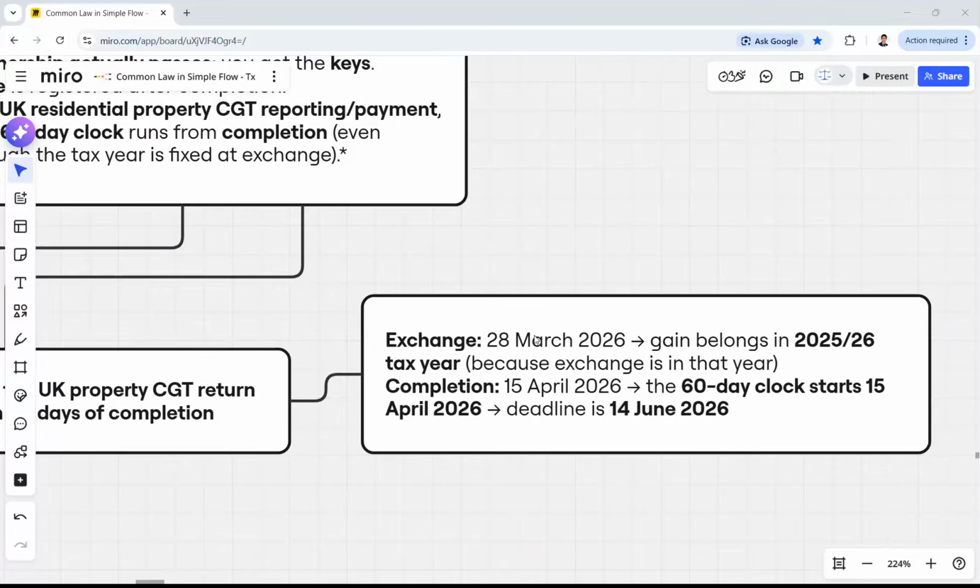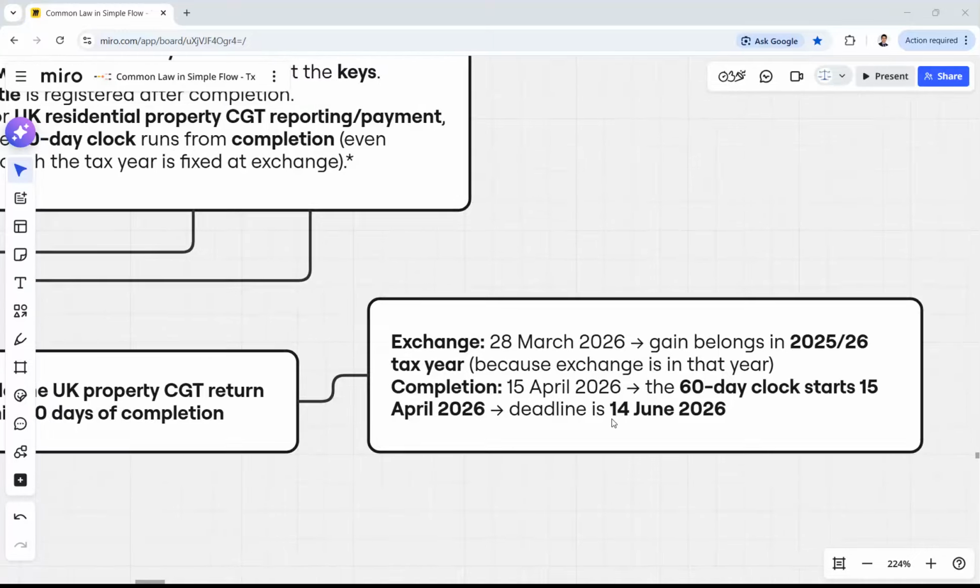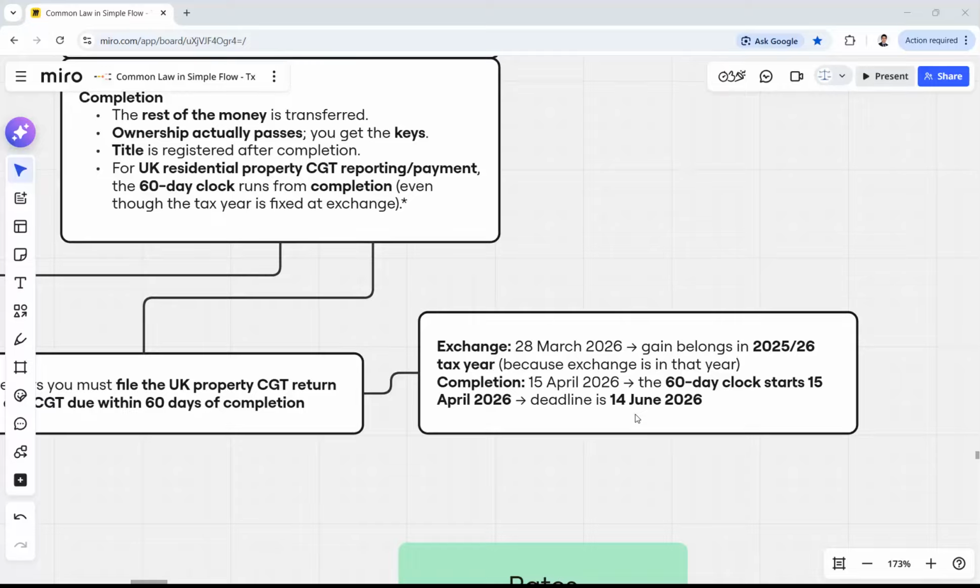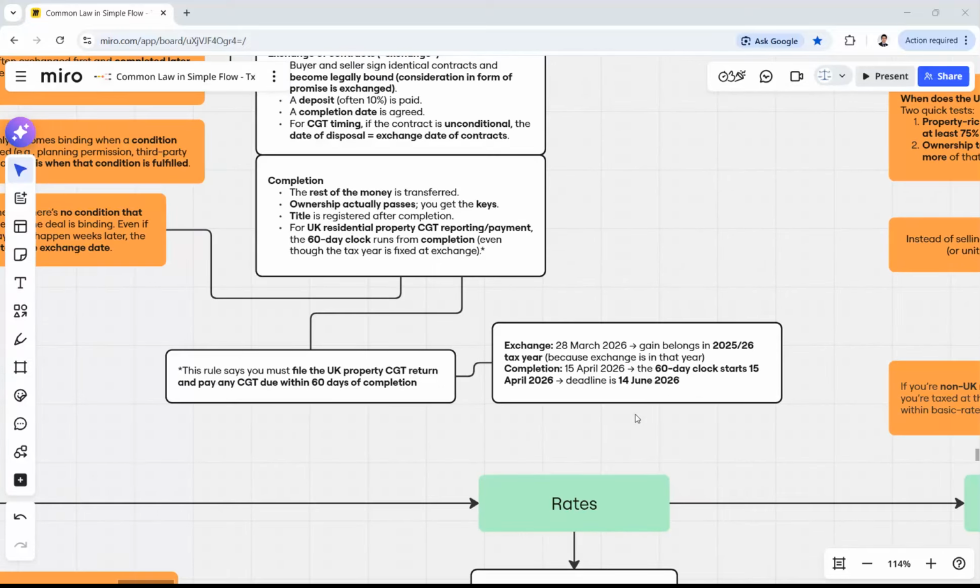And under filing return, we understand the reporting part, the financial details, basically how much you need to pay, etc. For example, exchange happened on 28th of March, and this gain belongs to this tax year because exchange was in this year, and completion happened on the 15th of April. Starting from 15th of April, we count this 60-day clock in order to understand until when you have to pay the tax itself, until 14th of June.